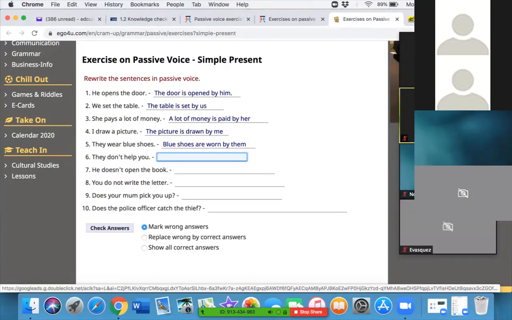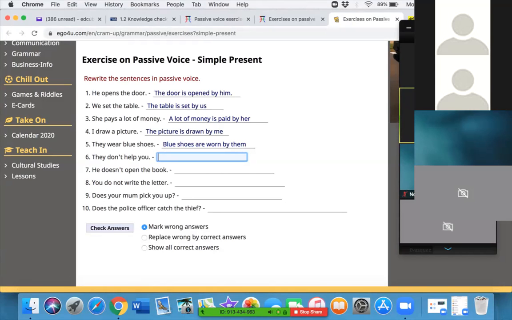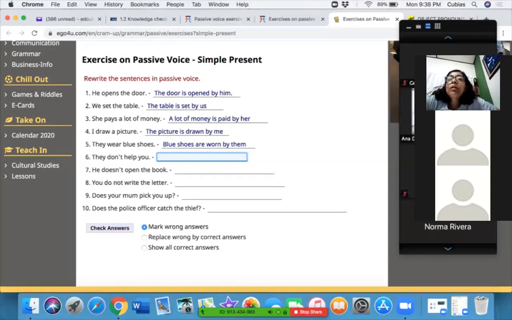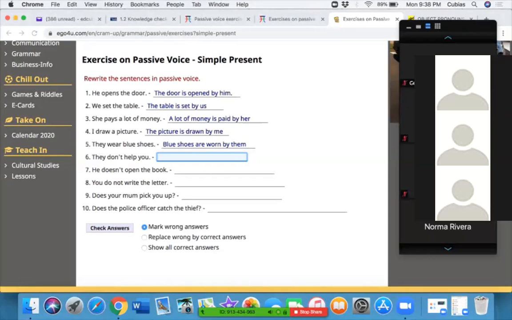Don't be scared. It's okay. We all make mistakes. This is very difficult for me. No, of course. But it's better to make mistakes in the practice and not in the knowledge check. They don't help you. You don't be helped by them. By them. Okay.